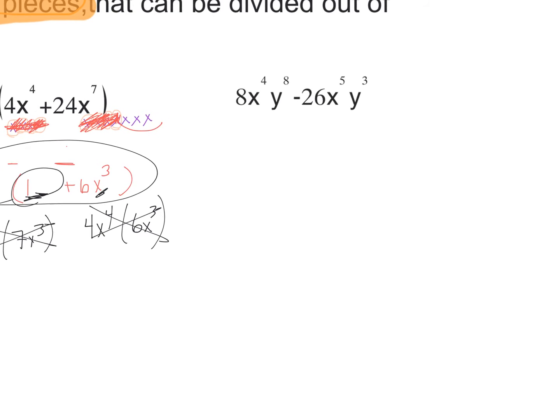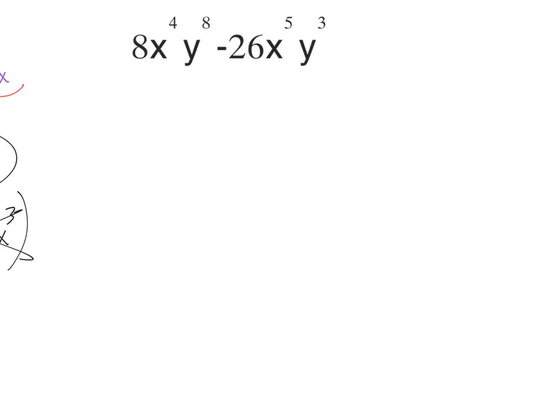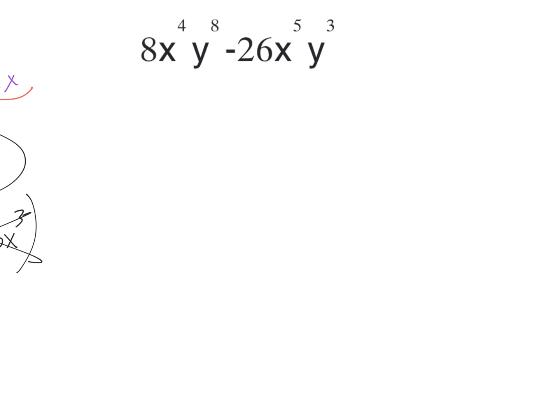All right, let's go to the third one. Little more fun because we have more letters to play with. All right. So here we go. First off, let's start with the regular numbers. Between 8 and 26, what common multiple do these guys share that I can take out? And the answer is, well, 2. That's the biggest one I can take. I can take out a 2. Okay, parenthesis, and I leave some room. So 8 divided by 2 is 4. Negative 26 divided by 2 is negative 13.